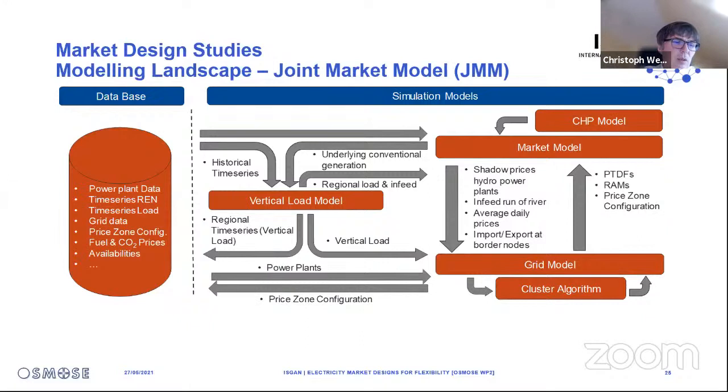And we have also a separate tool to model grid and redispatch. And we have also developed tools to analyze reconfiguration of price zones as asked for by CACM, the European guideline on capacity allocation and congestion management. Next slide.